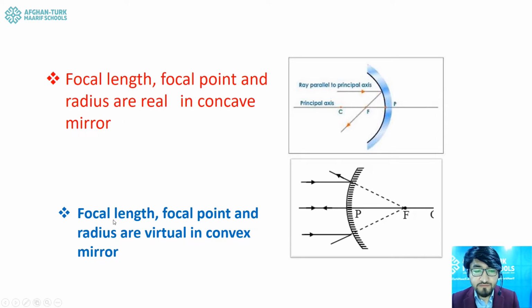And focal length, focal point, and radius are virtual in a convex mirror. See, the center, focus, focal length, and radius are behind the mirror, and we can say they are virtual.